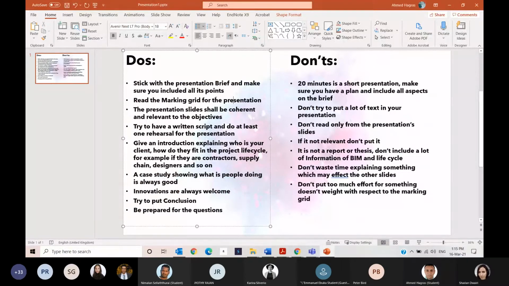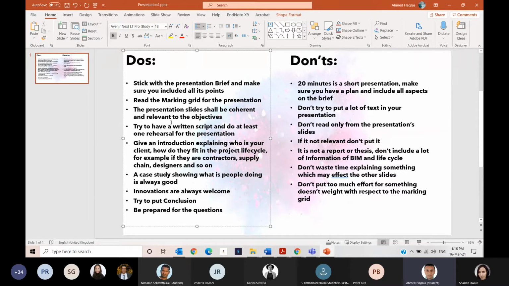Yes, go ahead. This is just what you should do and what you shouldn't do. Just stick with the presentation brief and make sure that you include all the items. Tick the boxes of the presentation brief. Read the marking grid for the presentation, because you will know what to concentrate on for your selling points. You can do a lot of things, but you will not get a lot of marks for it.